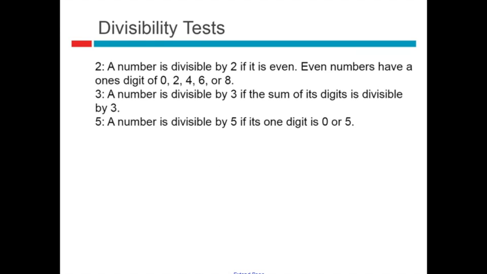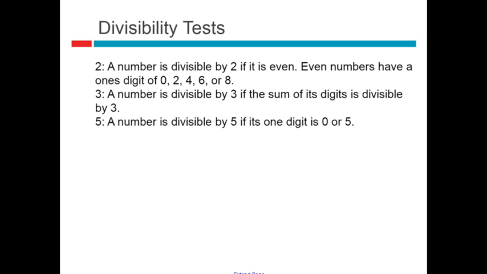Also, when we're factoring numbers, it's really great to have some divisibility tests to help us out. A number is divisible by 2, meaning it can be divided by 2 evenly, if the last digit is 0, 2, 4, 6, or 8. So a number like 15 is not divisible by 2 because 15 ends in 5. But the number 12 is divisible by 2 because its one's digit is 2.